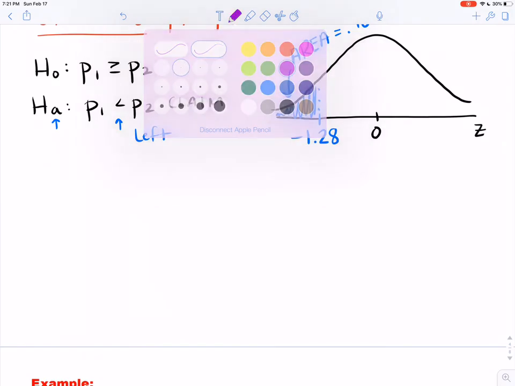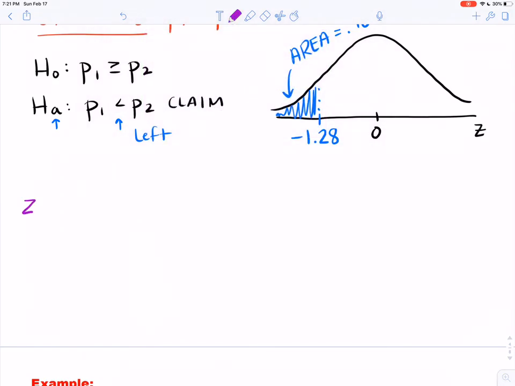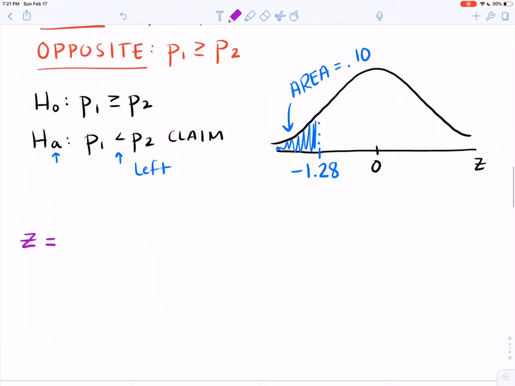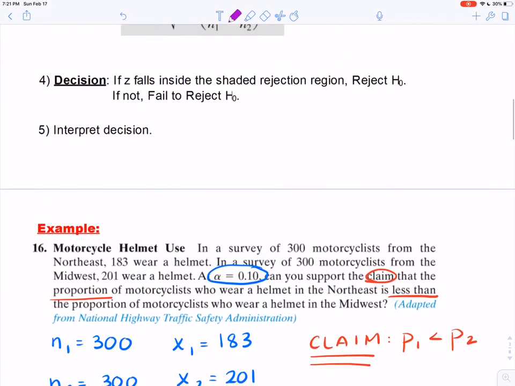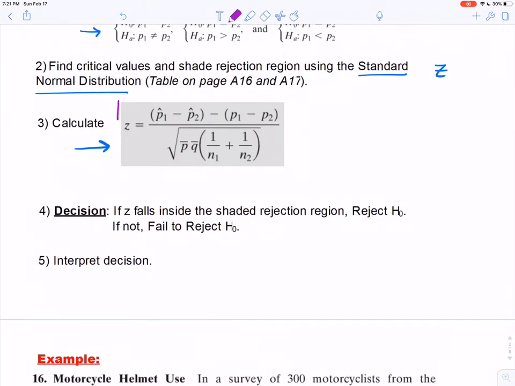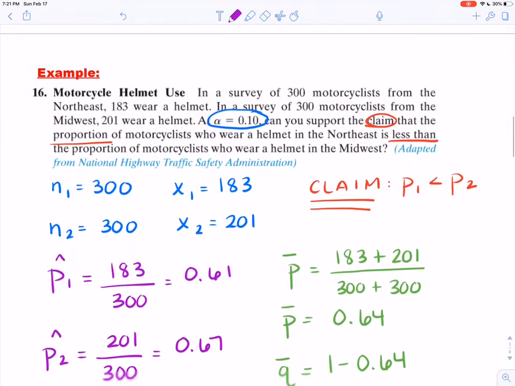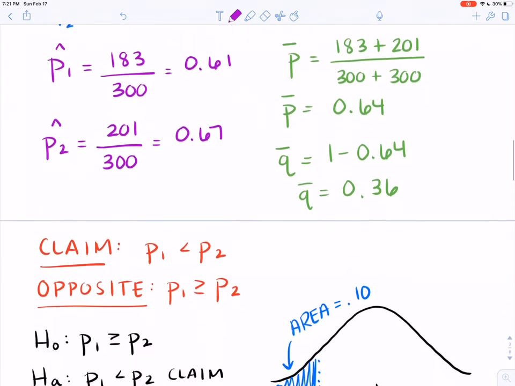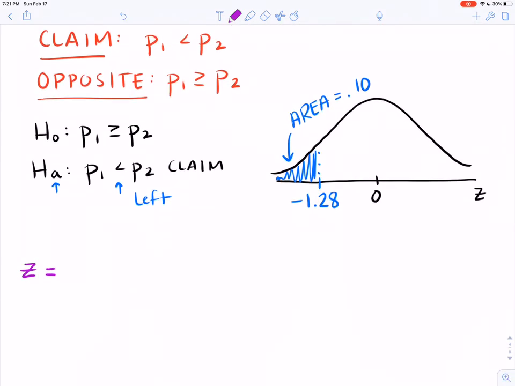All right, now at this point, I'm going to calculate my standardized test statistic that I'll use to make my decision. Just to let you know what I'm evaluating, I'm going to be plugging into this formula right here. I've already calculated everything that I need, and we are going to be testing against a difference of 0. So basically in the numerator, all I'm going to have is the difference between the sample proportions. Here's all my information. My sample proportions are 0.61 and 0.67. I'm going to take the difference between those two.